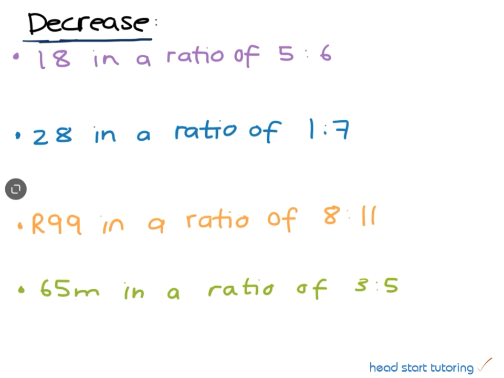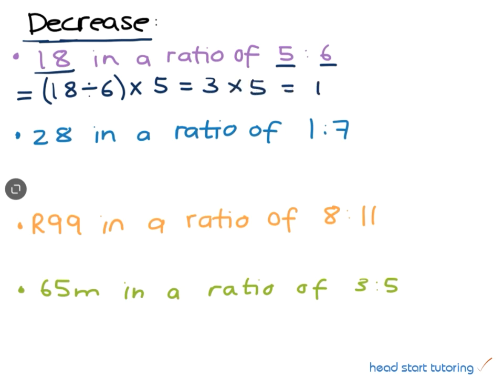When we are decreasing a certain number in a ratio, what we need to do is divide that number by the bigger part of the ratio, the bigger number in the ratio, and multiply it by the smaller number in the ratio. So decreasing 18 in a ratio of 5 to 6, we say 18 divided by 6, multiplied by 5, which is equal to 3 multiplied by 5, which is equal to 15. And because 15 is smaller than 18, I am most likely to have followed the correct method.